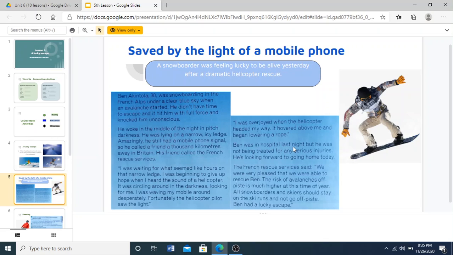Ben was in hospital last night, but he was not being treated for any serious injuries. He's looking forward to going home today. The French rescue services said, "We were very pleased that we were able to rescue Ben. The risk of avalanche off piste is much higher at this time of the year. All snowboarders and skiers should stay on the ski runs and not go off piste." Ben had a lucky escape.